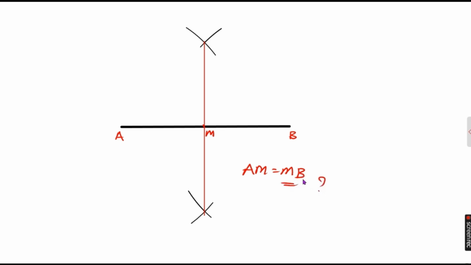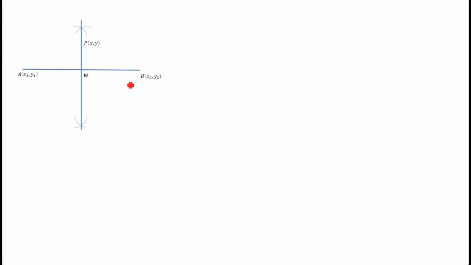So why is it happening? We bisected at this point and this point, but we did not bisect this point, right? When we joined them, it automatically became the midpoint of AB. Why is it happening? Let's see the explanation. Let us take the 2 points A and B in the coordinate system. The first point is A (x1, y1) and the next point is B (x2, y2). The joining line is AB. Now we are trying to bisect this line AB.